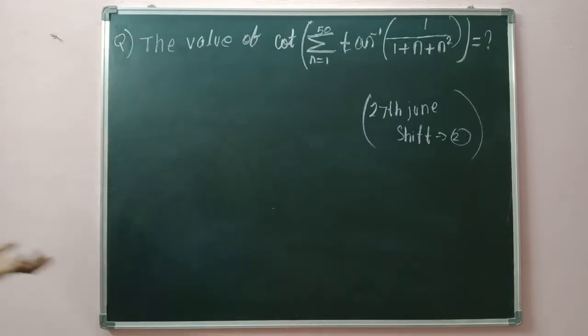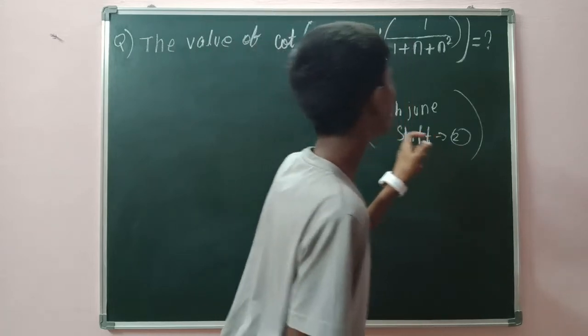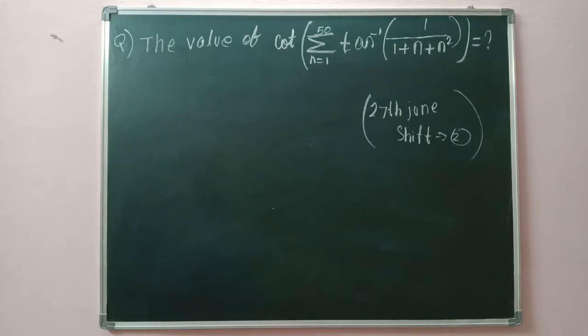So let's solve this. The question is: find the value of cot of the summation of tan inverse of 1 by 1 plus n square, from n equal to 1 to 50. This question was asked in JEE Mains 2022, 27th June, shift 2.